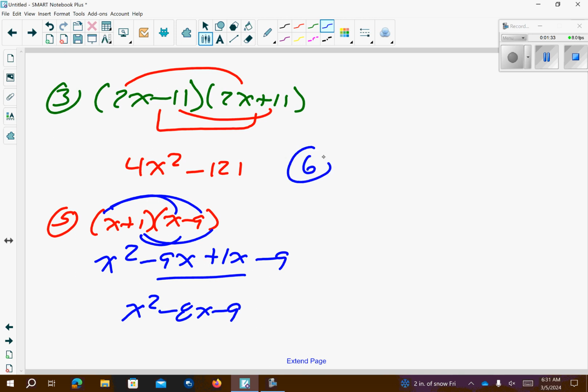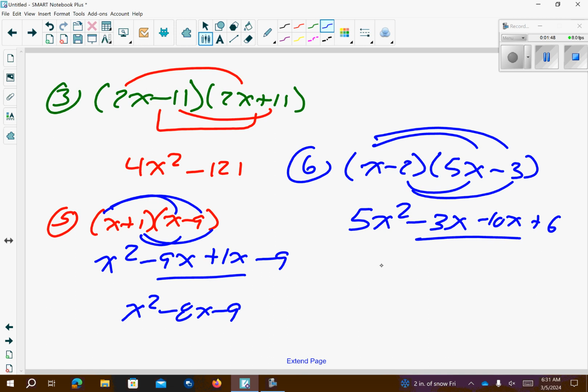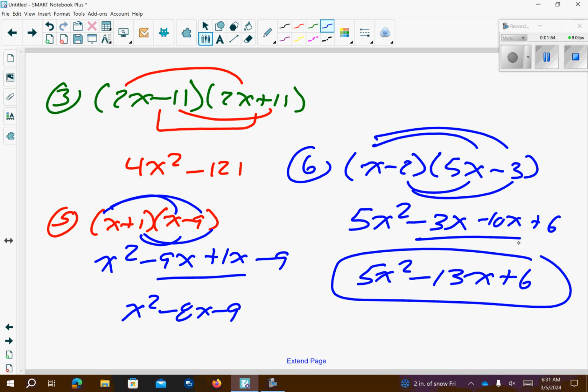Problem number 6, we have x minus 2 and 5x minus 3. Double distribute, so that's going to give me 5x squared minus 3x minus 10x plus 6. We're going to combine those like terms. So we're going to get that. Cool. So if you have any questions about those, let me know.